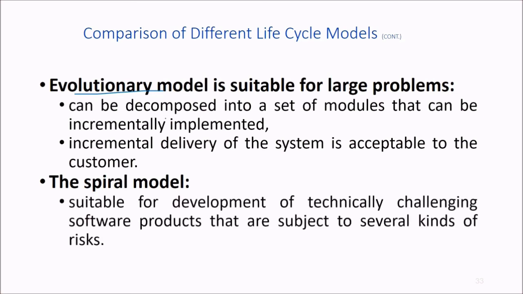And spiral model is suitable for development of technically challenging software products that are subjected to several kinds of risks. So risk analysis and risk is the basis of the spiral model. So this is a complete overview of various life cycle models, and which is most suitable and which is not. I hope you got an idea of these life cycle models, how the life cycle goes for software.